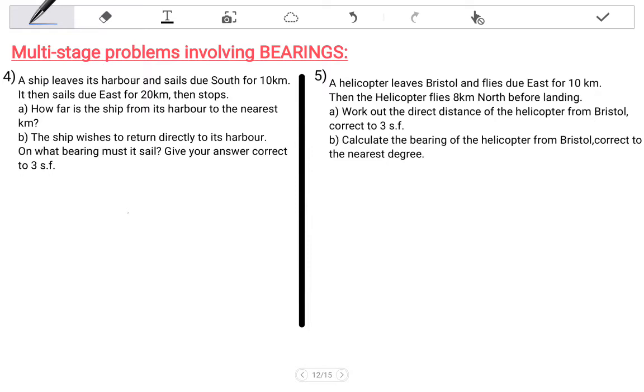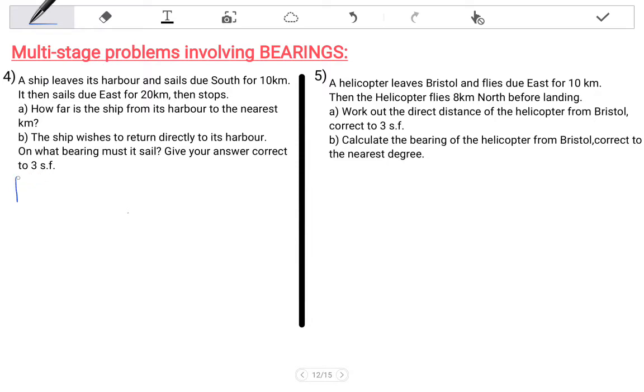A ship leaves its harbor and sails due south for 10 kilometers. It then sails due east for 20 kilometers, then stops. Let's do a simple sketch.